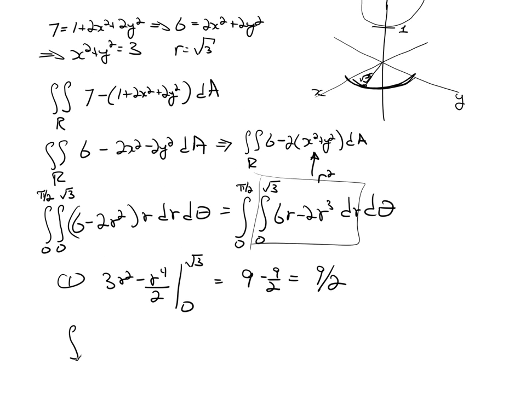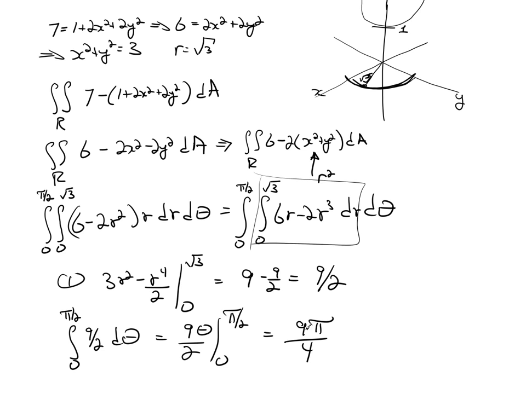So then I need to integrate that from 0 to pi over 2 of 9/2 d theta, which is simply 9 theta over 2 from 0 to pi over 2, which is going to be 9 pi over 4. That's it.